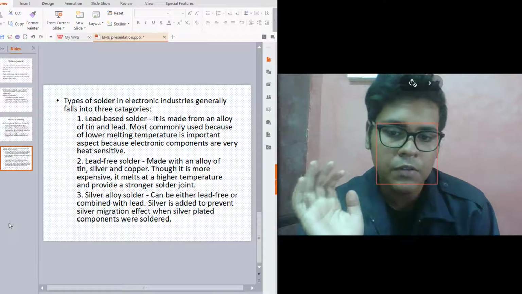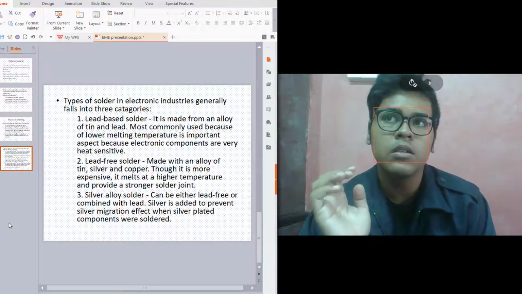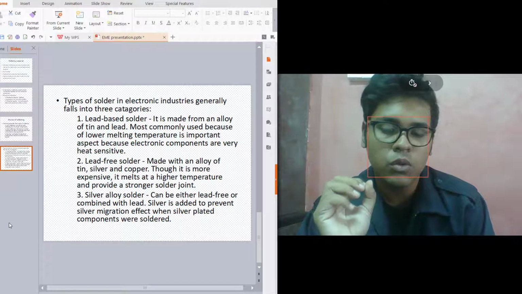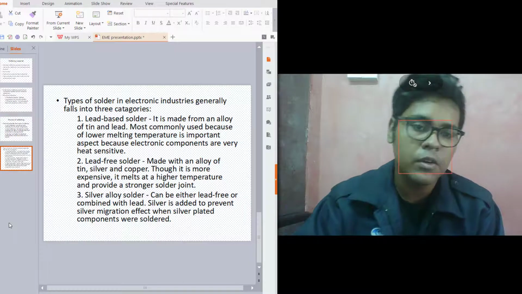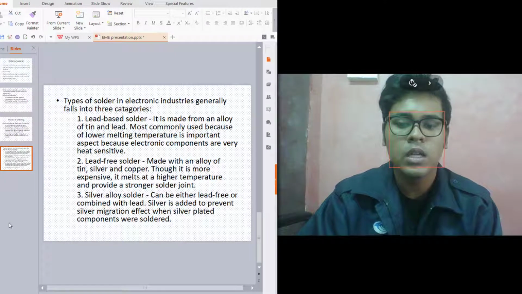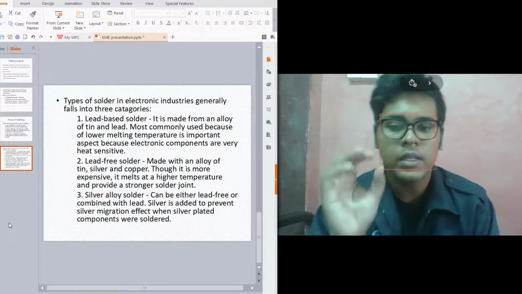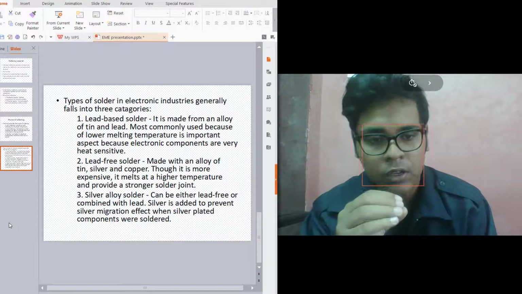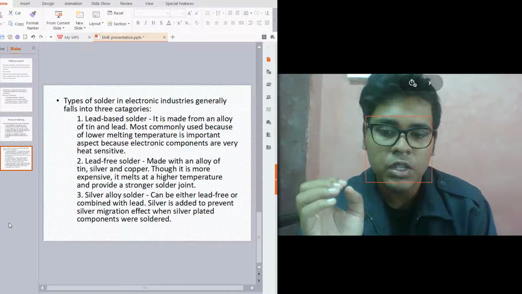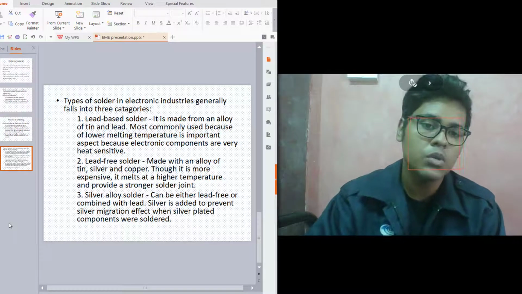It does not have lead. It is more expensive, but it provides a stronger solder joint. Also, it is very environmentally friendly. The last category is silver alloy solder, where a silver component is added in the alloy to prevent the silver migration effect when silver plated components are soldered.